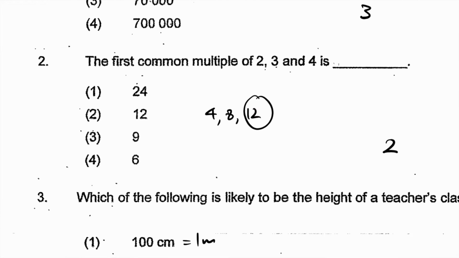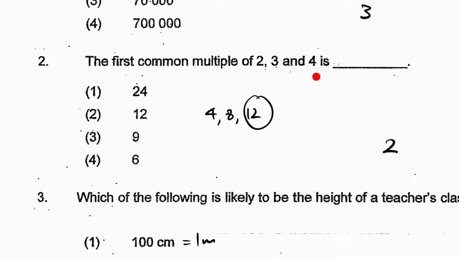70,000, number 3. Question 2, common multiples. Now, I do not bother with 2s and 3s. I start with the largest number here. Okay, so what do I mean by that? I'm going to list the multiples of 4. 4, okay, that's not what we want because it's not a multiple of 3. 8, well, it's a multiple of 4 and 2, but it's not 3. Next, 12, yes, it's a common multiple of all 3 numbers here. Therefore, the answer is 12.